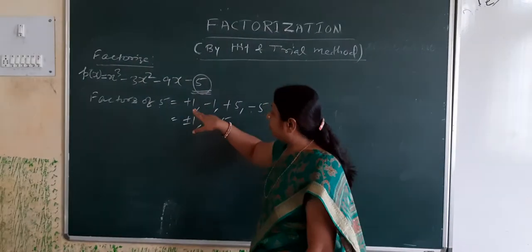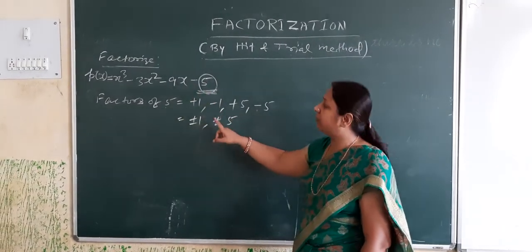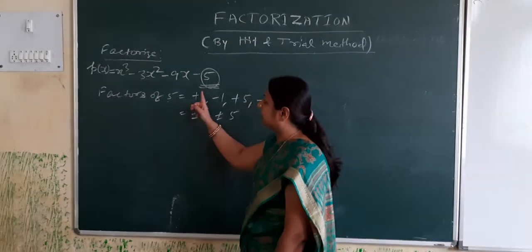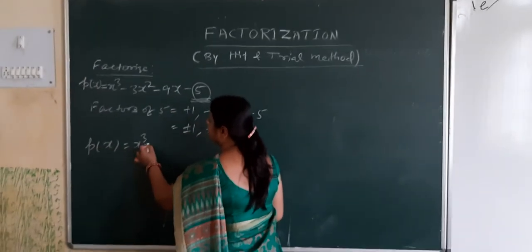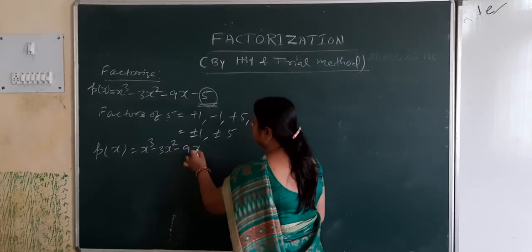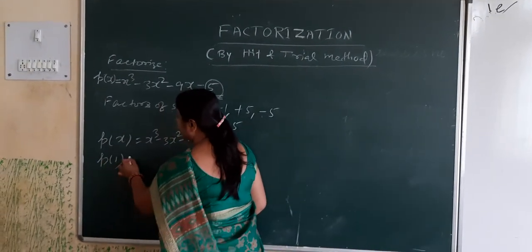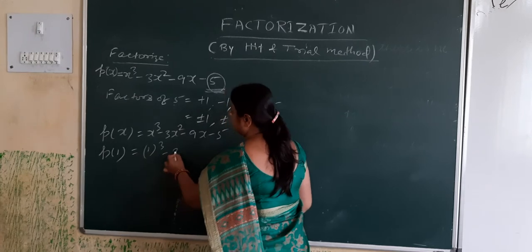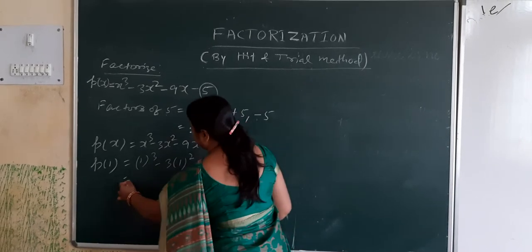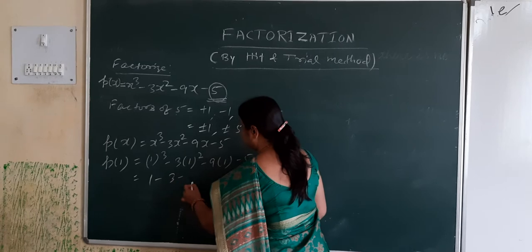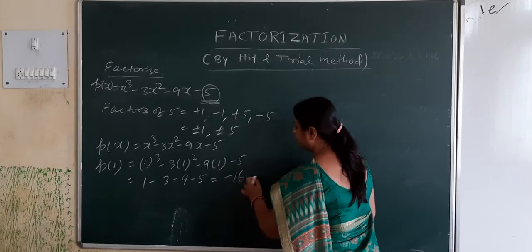After that, substitute each one of the values into the polynomial, until the polynomial becomes 0. So put one by one the value of factors in the polynomial. We have polynomial p(x) equals x cube minus 3x square minus 9x minus 5. So the first value is plus 1. We put 1 in place of x: 1 cube minus 3 into 1 square minus 9 into 1 minus 5. 1 minus 3 minus 9 minus 5 is minus 16, which is not equal to 0.